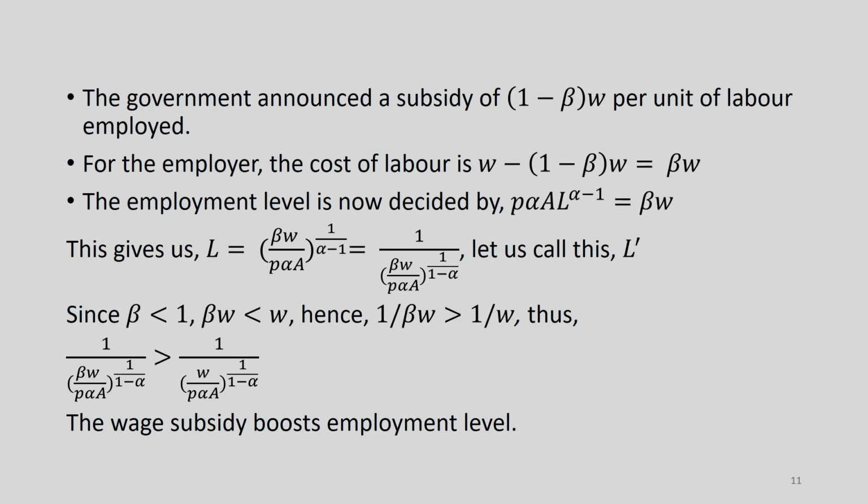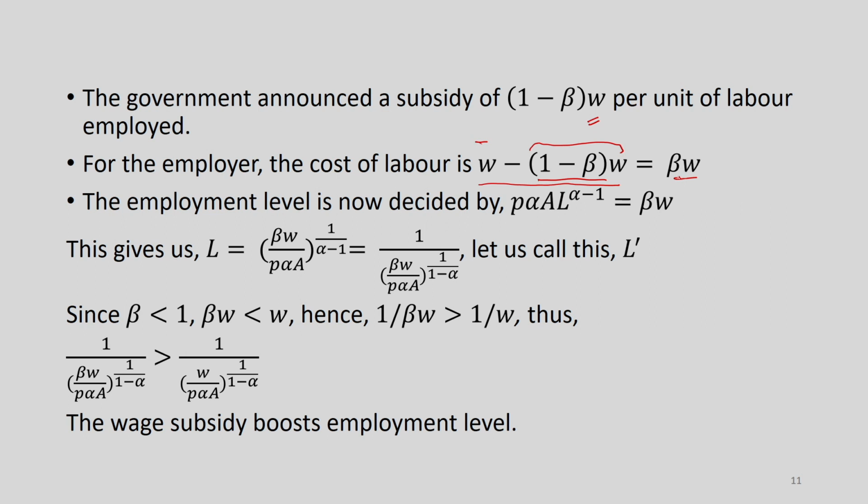Now, we come to the second part. The government announced a subsidy of 1 minus beta multiplied by W per unit of labor employed. For the employer, the cost of labor after the subsidy is announced is given by W minus 1 minus beta multiplied by W, because this part is given by the government. So, the producer will only have to bear the wage that is paid to the worker minus the part that is provided by the government, and this is simply beta multiplied by W.